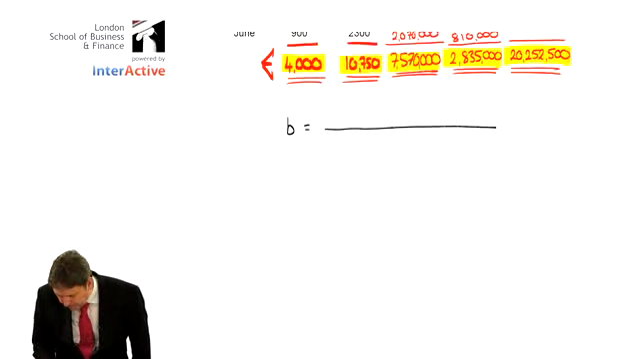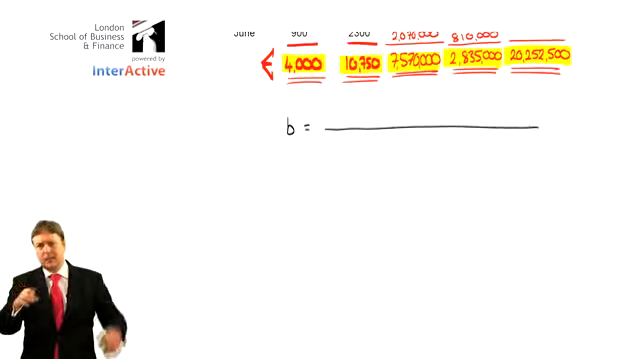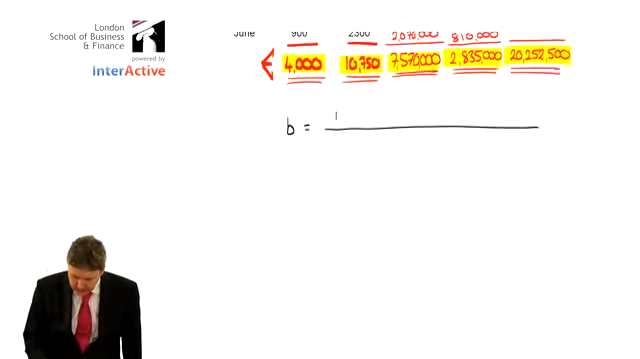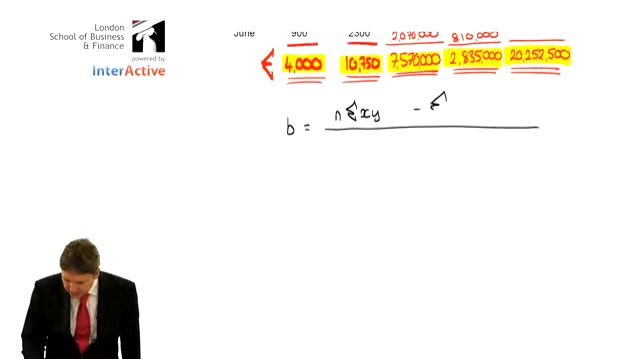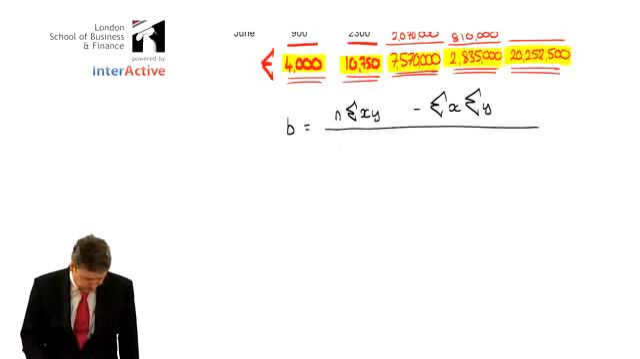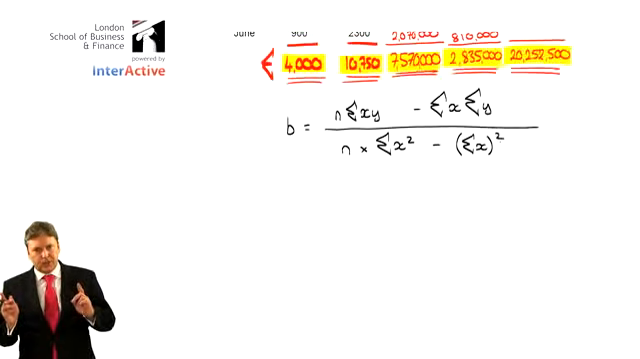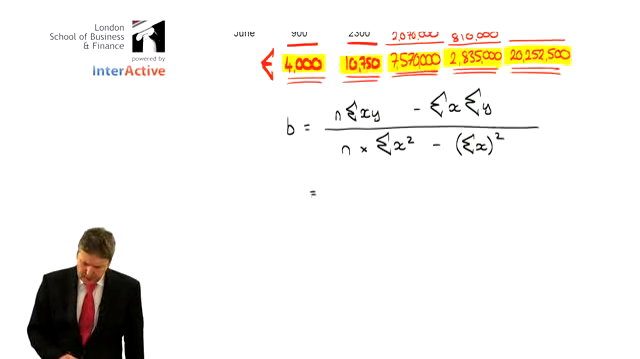If we're looking at B, I'm going to write out the formula just to make sure that you are looking at it at the same time as we're talking about it. N, the sum of xy, minus the sum of x multiplied by the sum of y, divided through by n multiplied by the sum of x squared minus the sum of x all squared. So that's what you're trying to do. So we slot the numbers in.